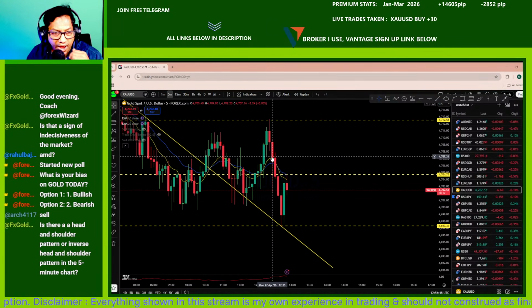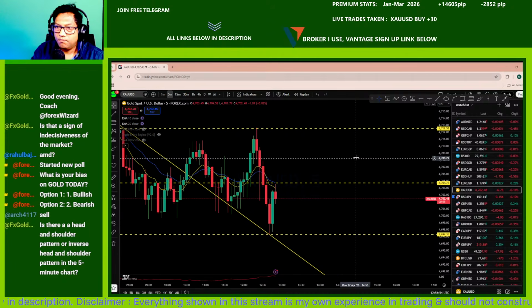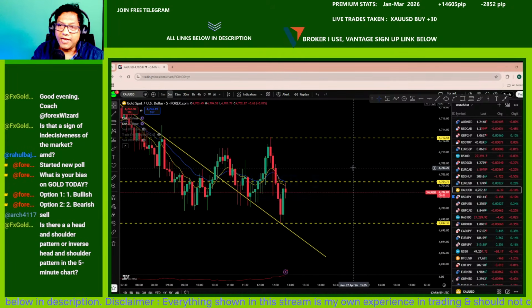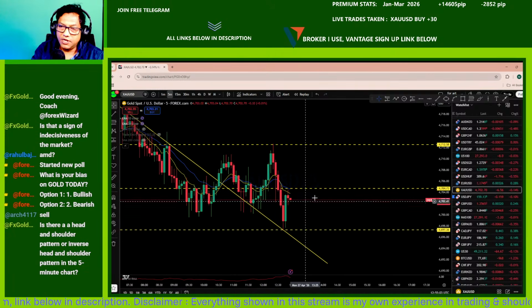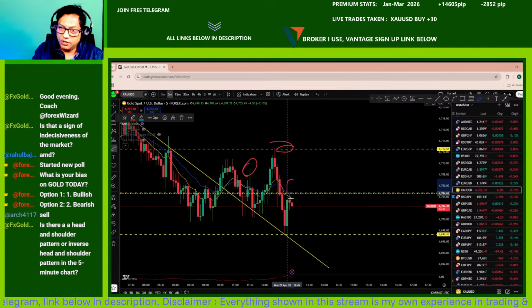Is there a head and shoulder pattern or inverse head and shoulder pattern in the 5-minute chart? There is head and shoulder on the 5 minutes. Yeah, there isn't any inverse head and shoulder in this area, but there is head and shoulder. So you can see that this is the head, left shoulder, and the right shoulder.